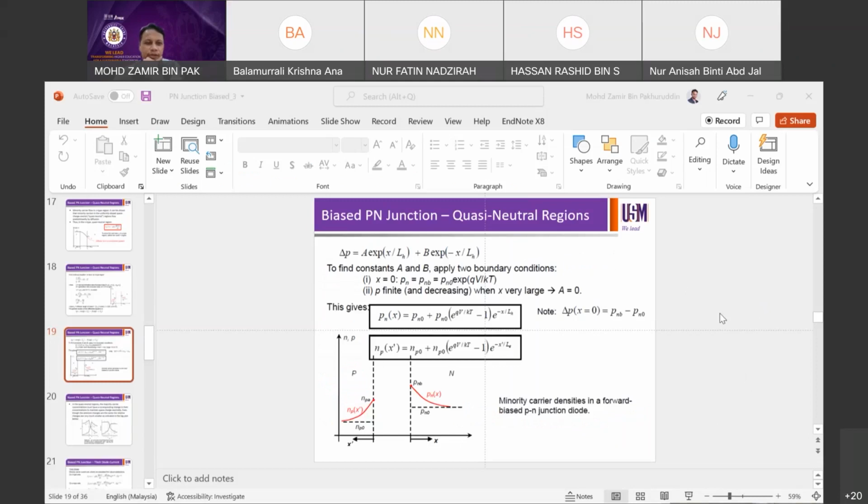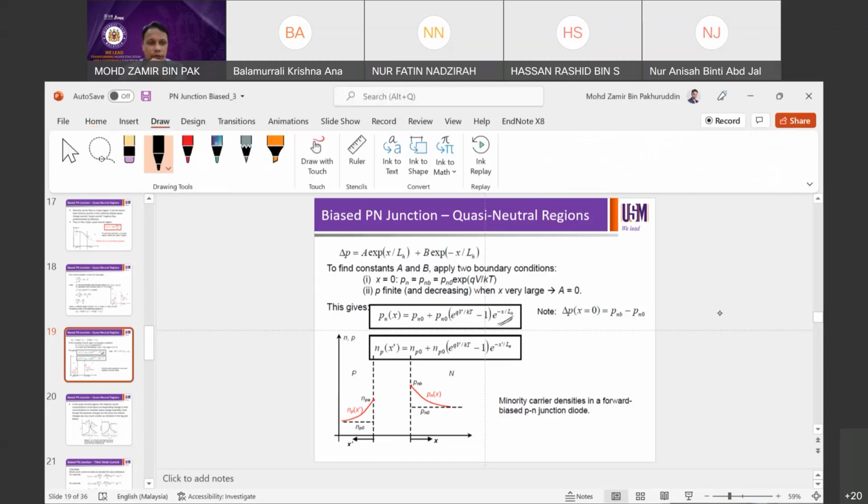Okay, let me just finish off this slide, okay? So your PN(x) is given by PN naught plus PN naught times exponential component. Not only that, but you also have to include the diffusion length component into this equation, and that's given by e to the power of negative x over LH, right? Diffusion length in the N-type material.